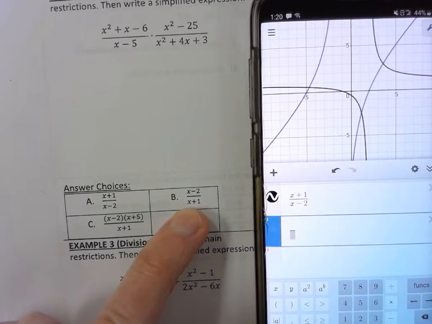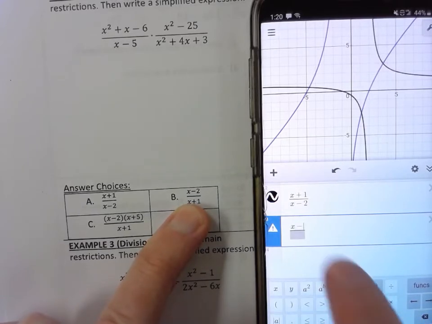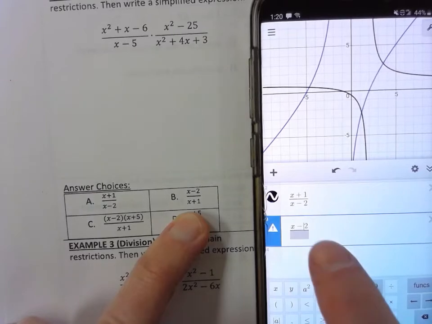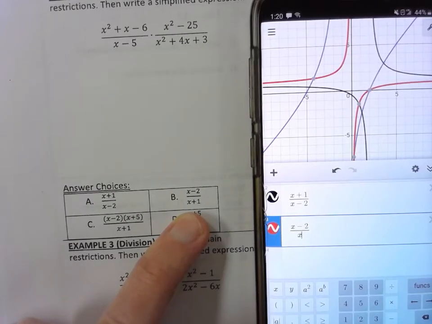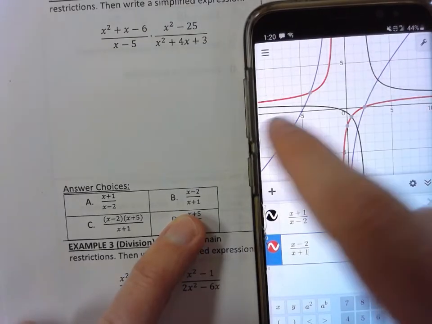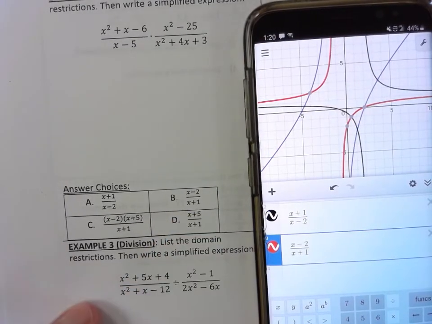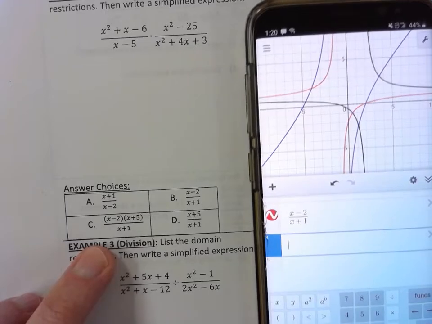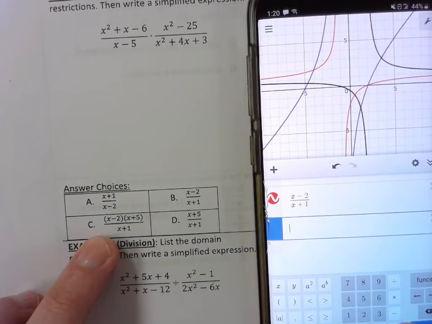Let me put another slash here for this fraction at answer choice B. That'll be x minus 2, and that's going to go over x plus 1. And that produced a red graph on my picture, and that didn't match up with anything. So on to part C.